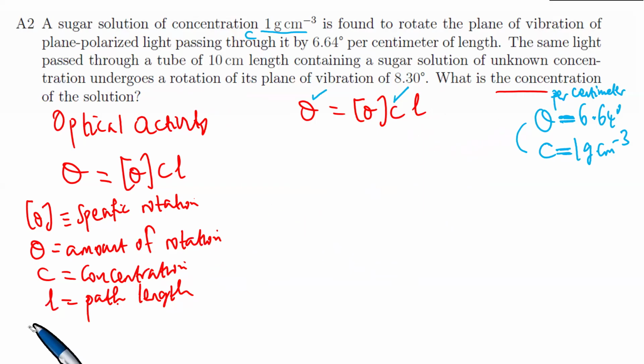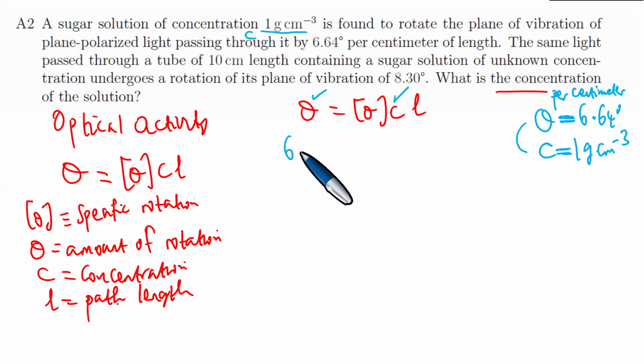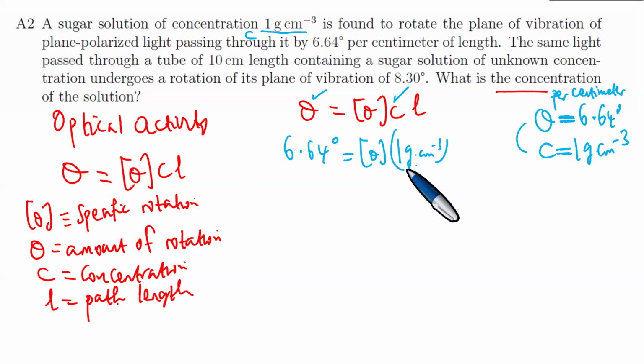Right, it's the following. So you can do a quick substitution here and then say, what is your theta? It is 6.64 degrees. So it is this one. The concentration is actually 1 gram per cubic centimeter. And then you also have L. The same light passed through a tube.